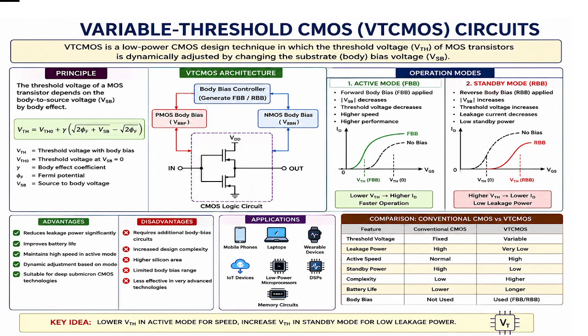I will explain about variable threshold CMOS circuit. Variable threshold CMOS circuit. Here you can see this. As you know, this is the inverter circuit. This is the CMOS inverter.